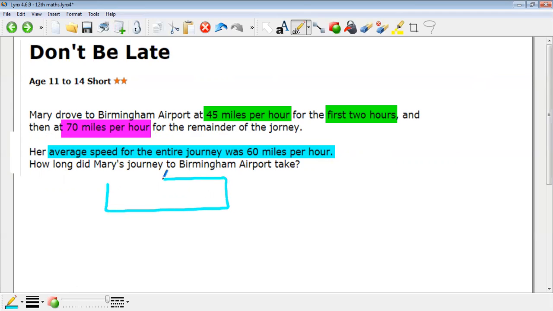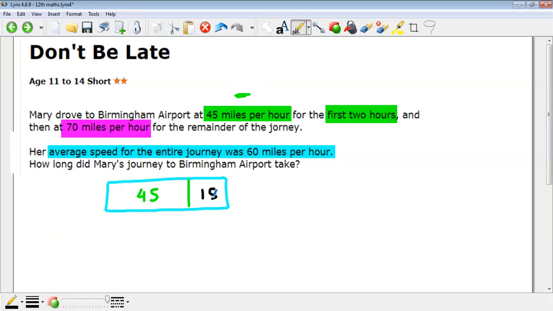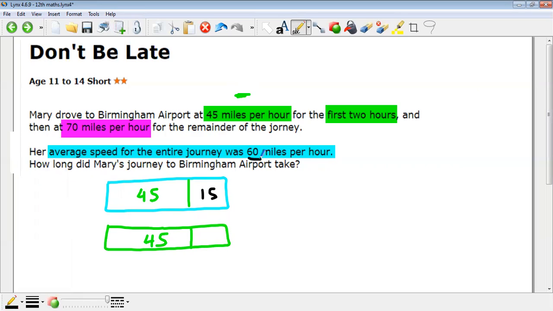Now 60, if we look at it as compared to what 45 is, then it would be 45, and then you'd have 15. So what she's basically doing is she's driven 2 45s, but in order for it to get back up to this average of 60, she needs to make up another 15 miles an hour for this hour and another 15 for this. So at the moment, she's actually 30 miles behind her average.